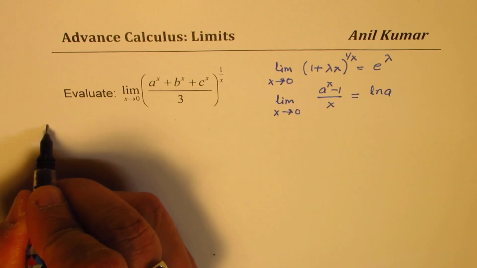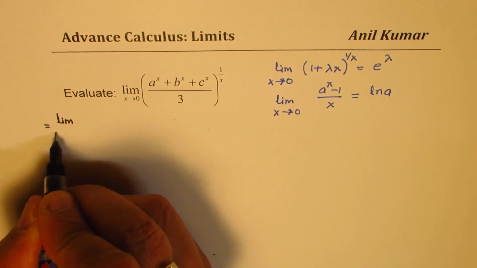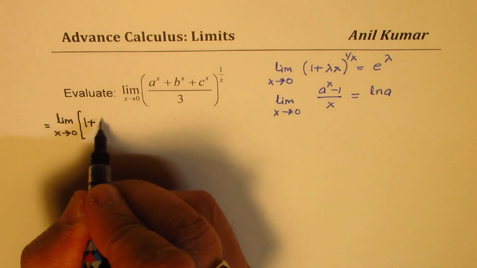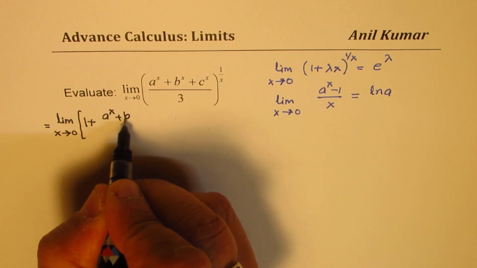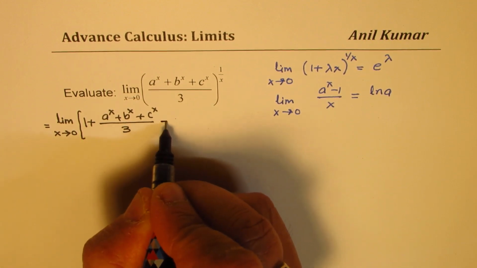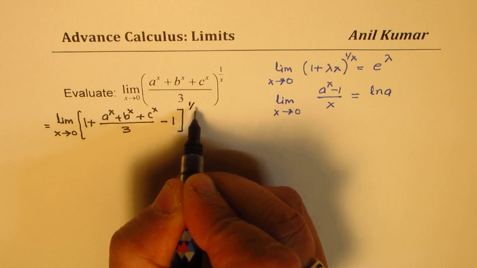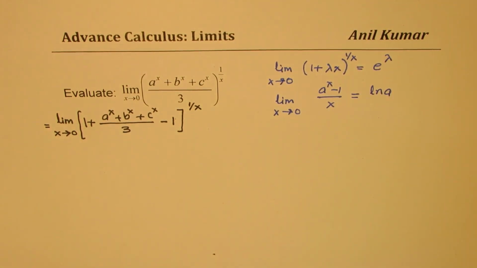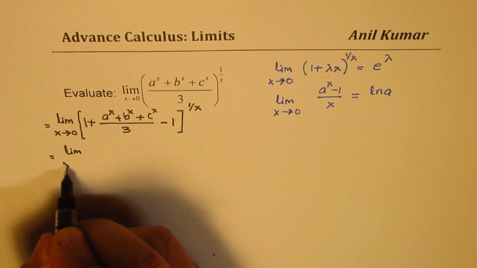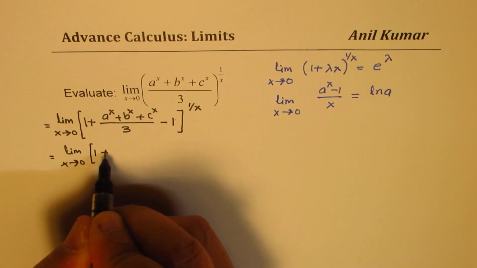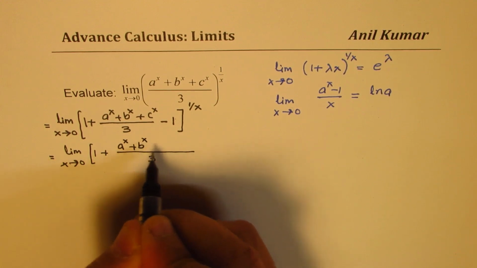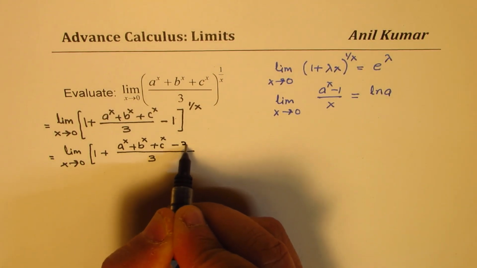So we'll rewrite this question as the limit x approaches 0, and we'll add 1 to all this, (a to the power of x plus b to the power of x plus c to the power of x) over 3, and we'll also subtract 1, correct? And we have 1 over x here. So we got some part in place, we got 1 plus something. So let's rewrite this, taking common denominator. Then it becomes 1 plus, common denominator of 3, a to the power of x plus b to the power of x plus c to the power of x minus 3.